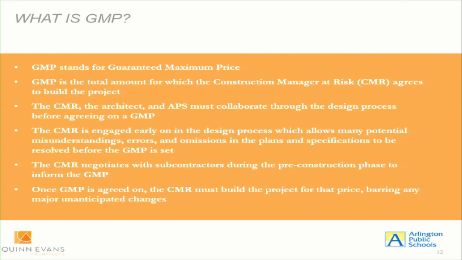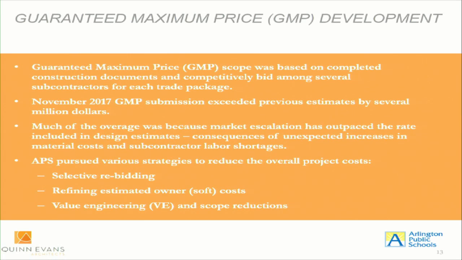So just a couple of comments on what a GMP is. It stands for Guaranteed Maximum Price. The contractor, in this case Turner Construction, has been involved during the design process and has reviewed and given feedback to the team. They take those completed documents, they bid it, and then present to APS a guaranteed maximum price. So that price is the price they agree to construct the project, barring any major unanticipated changes.